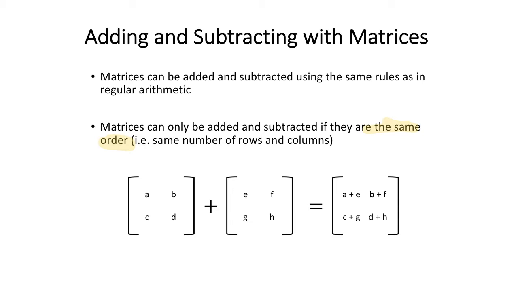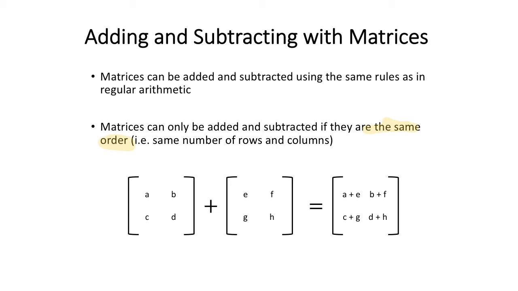So if you've got a matrix with 2 rows and 2 columns and another matrix with 3 rows and 3 columns, those two matrices cannot be added together. They've got to have the same number of rows and the same number of columns. So if you have two matrices with the same order, then to add and subtract, all you do is add or subtract the numbers in the corresponding positions in both matrices.